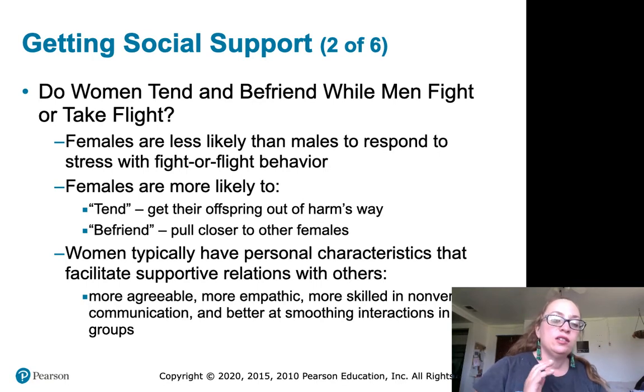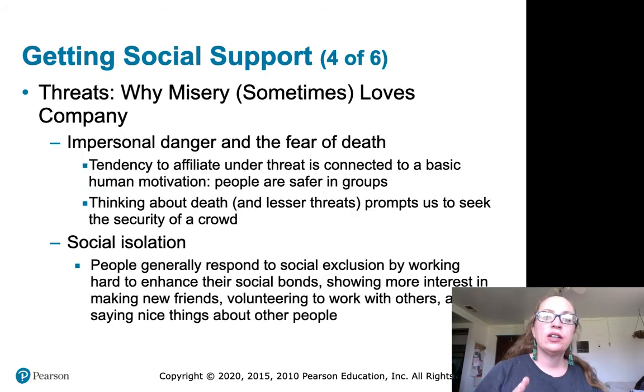So if you've ever been in a situation like that, or you ever hear of something like that happening, just realize that this is a normal psychological reaction that happens in a stressful situation. Let's talk about the threats that cause us to reach out to other people and to reach for social support.